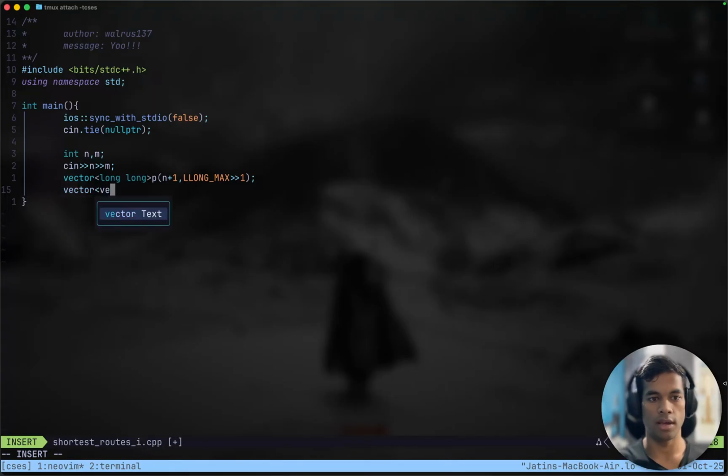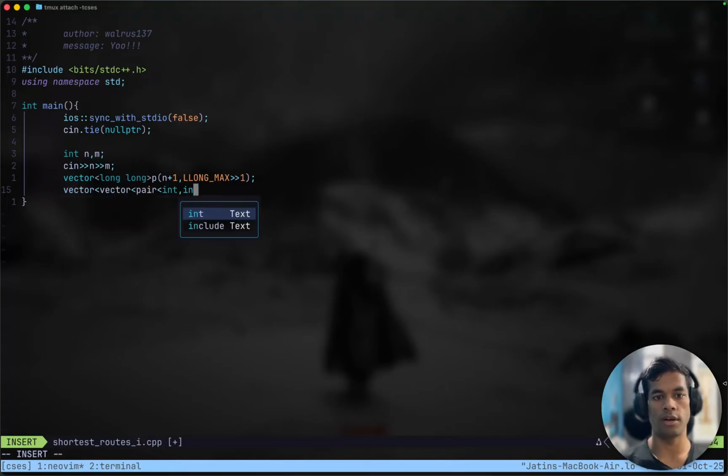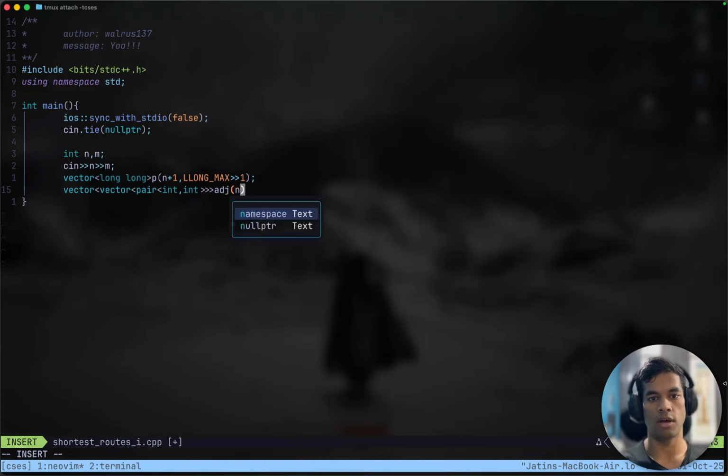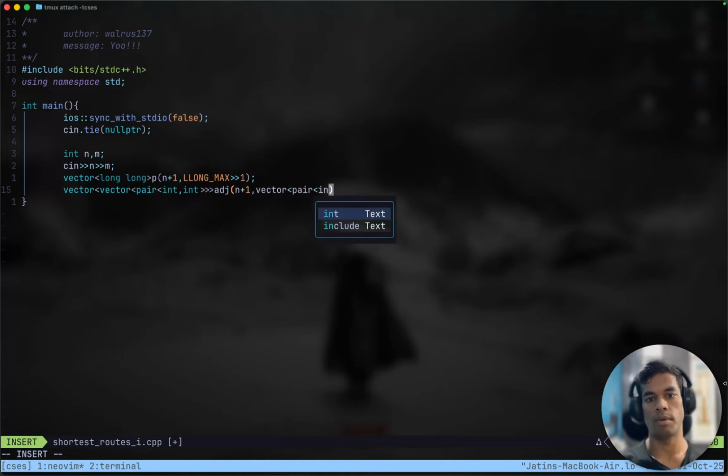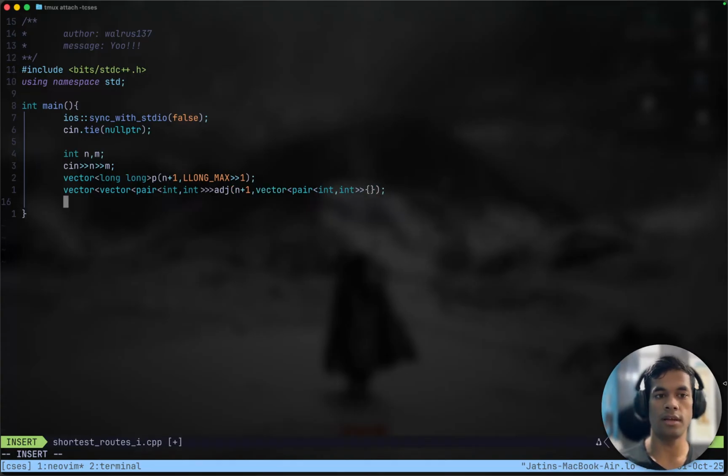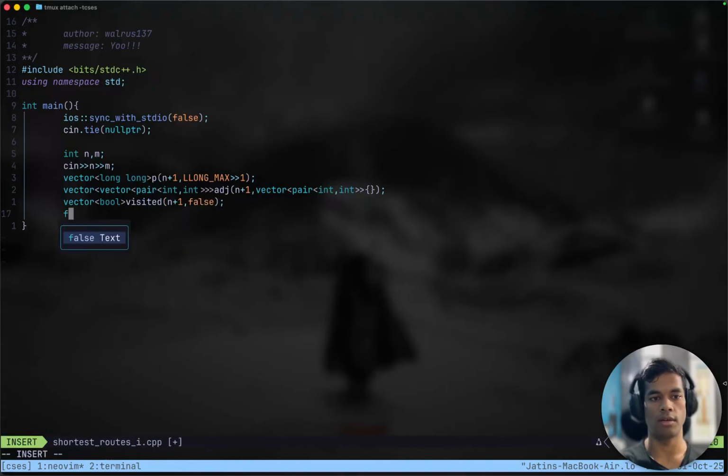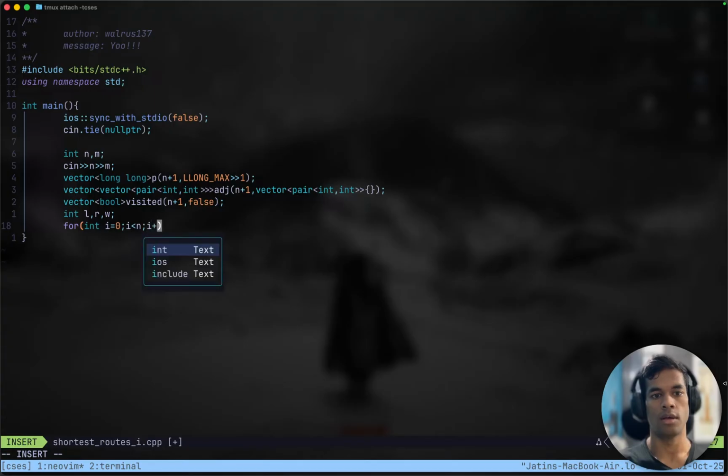And we will also have an adjacency list representation which stores internally pairs, adj, a size n+1 vector of pair int, long. Initialize, and also a visited array, vector bool visited of size n plus 1, and initially everything is false. Then we will take in all the edges L, R, and their weight W, for i equals 0, i less than n, i plus plus, cin in L, cin in R, cin in W.